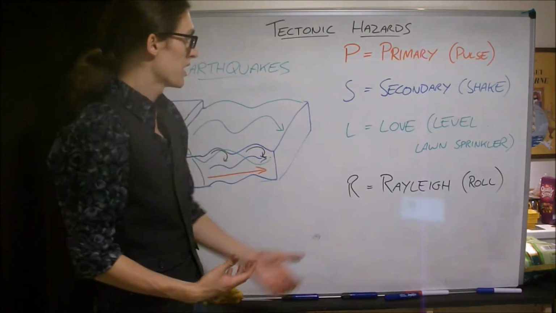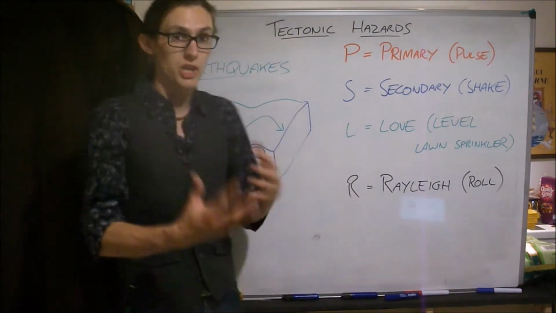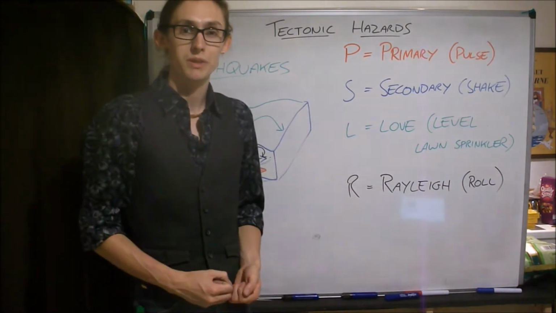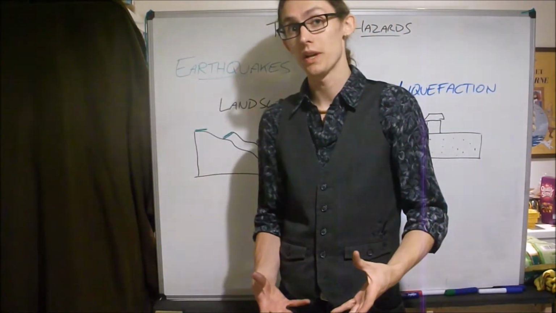And you can see why, in particular, these three waves are the destructive ones, because they shake the ground and they damage buildings. Some secondary hazards that can come from earthquakes.